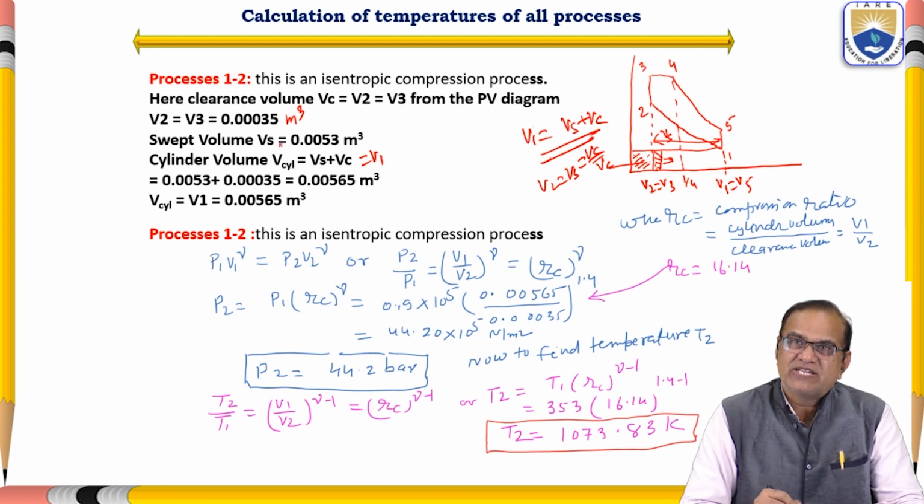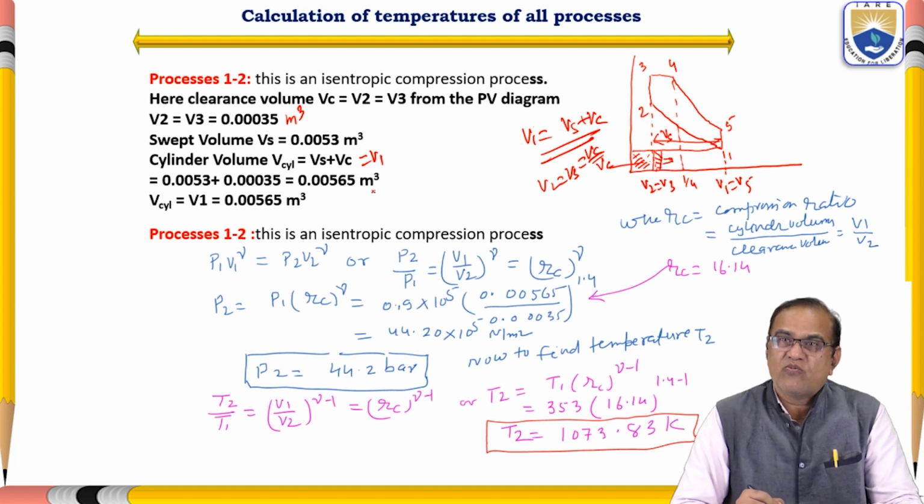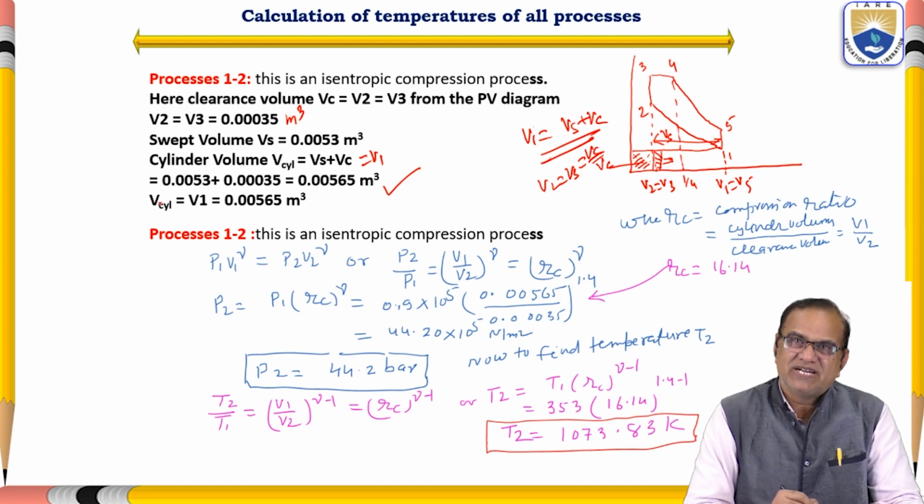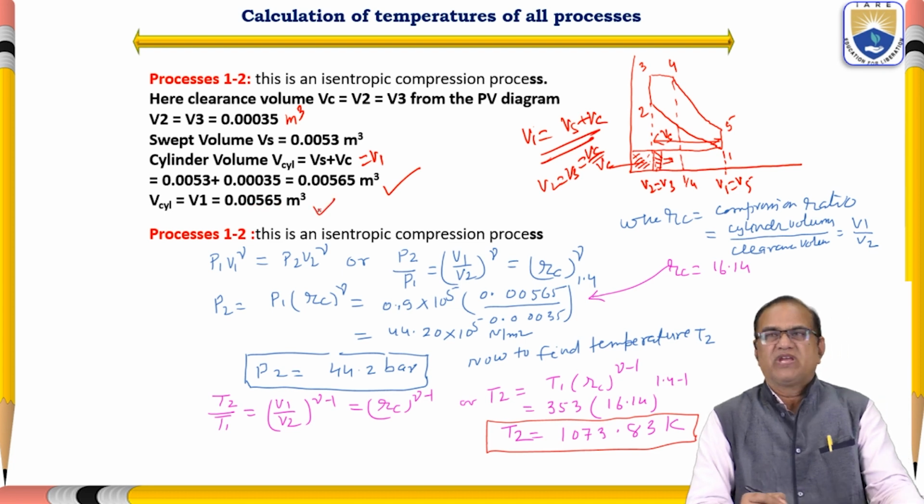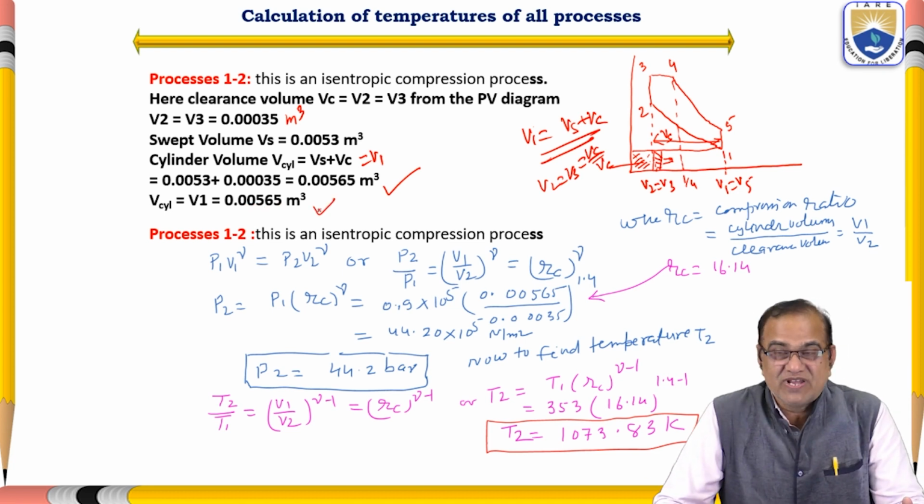So 0.00035 plus 0.0053, this you will get 0.00565 meter cube. So this is your total volume or the cylinder volume, and this is represented as V cylinder, which is equal to V1 is equal to 0.00565 meter cube. I think up to here it is very much clear.